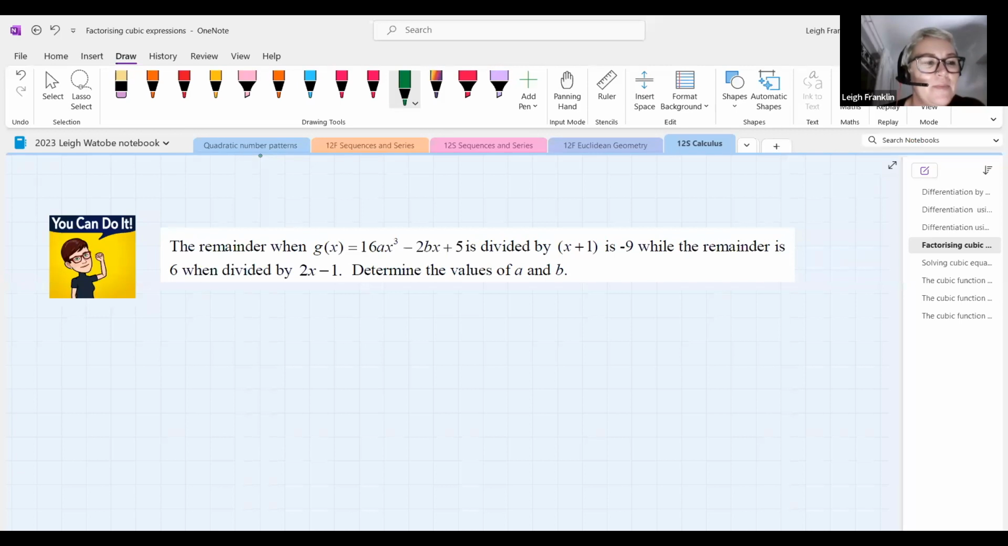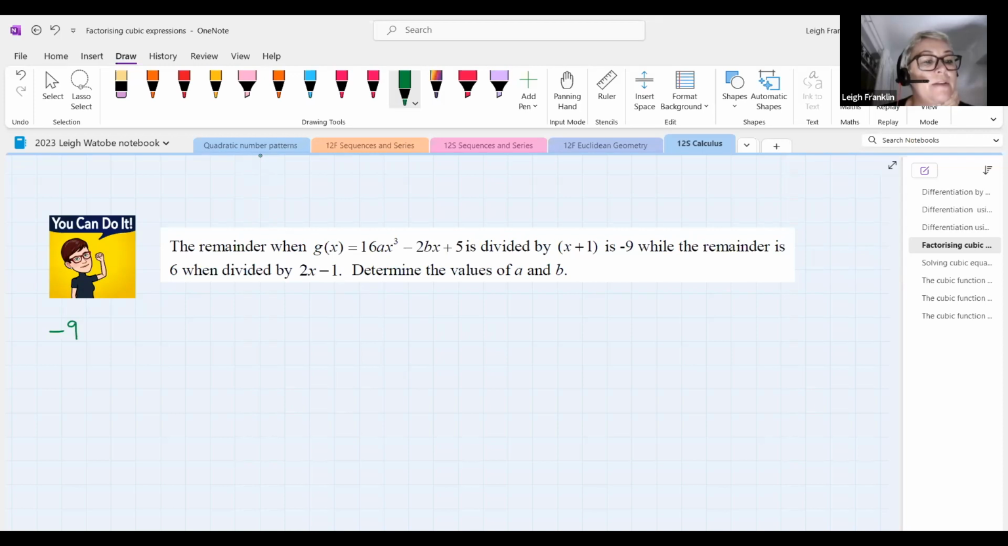Ma'am, aren't we supposed to substitute? But first, we're supposed to say x plus 1 equals 0, and then x equals -1. And then we substitute -1 in the equation. Absolutely. And what are you going to make the equation equal to? Equals -9, ma'am. Beautiful.